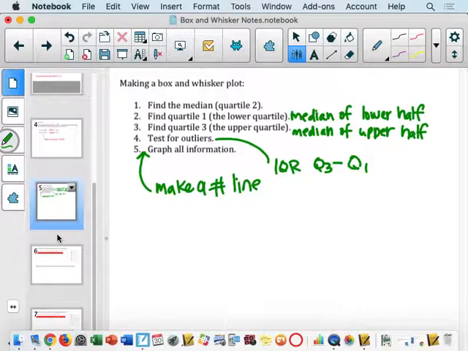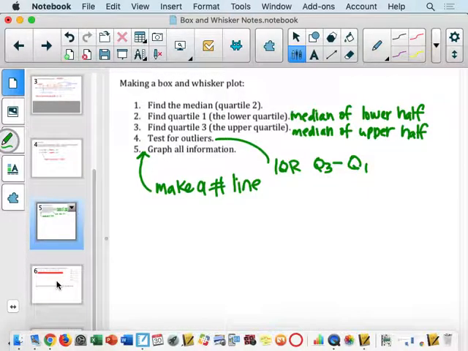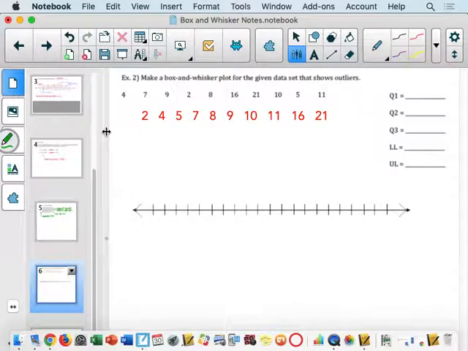So we have a couple examples here to practice. The first step when you're given a data set is you need to put them in order least to greatest. It's not super fun to make a box and whisker plot if you have too much data. Go ahead, please, and list these numbers least to greatest for me.